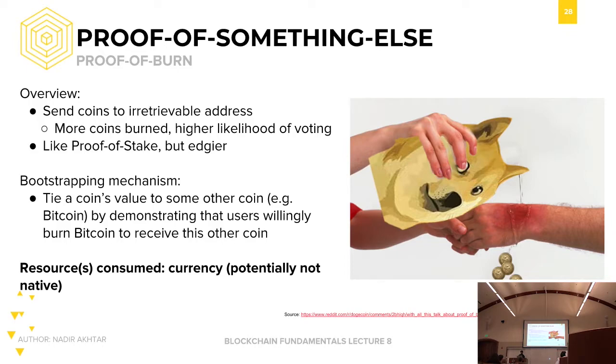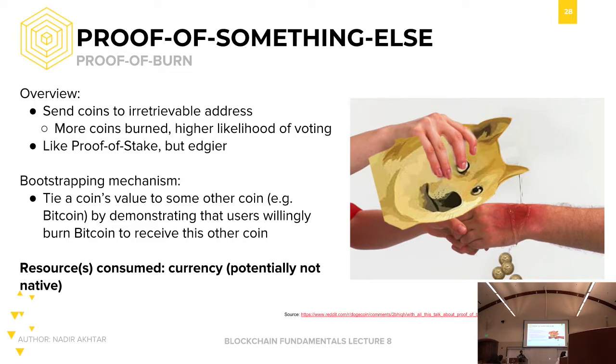Proof of burn is an interesting one. So an overview of proof of burn is that it's like proof of stake but edgier. Instead of locking up some stake and then getting it back after some time period, you burn it. You destroy the tokens, and in the process of destroying those tokens, you are given some likelihood of being able to propose a block or vote on a block. So the more coins you burn, the larger your voting power is. And the way we do this is through, as you saw in the third lecture, where you send some coins to some irretrievable address.